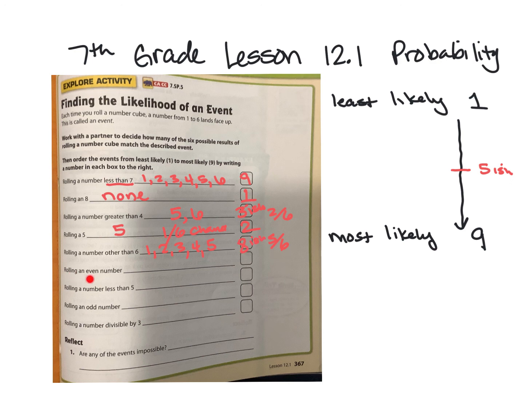What is my likelihood of rolling an even number? Okay, what are my even number options? 2, 4, and 6. That is 3 out of the 6 possibilities. Right in the middle there, 4 or 5-ish chance.